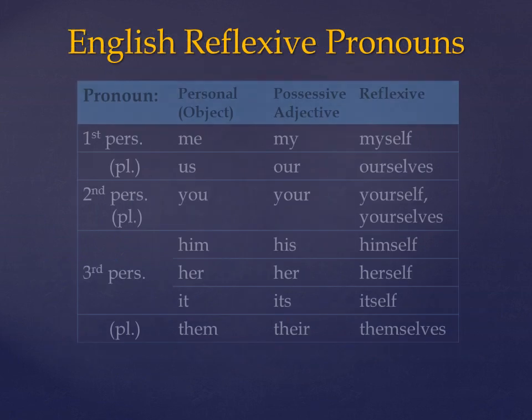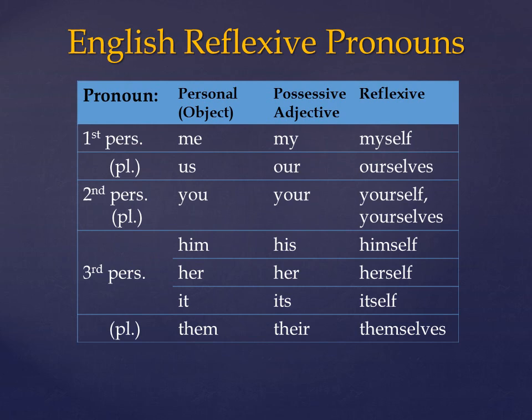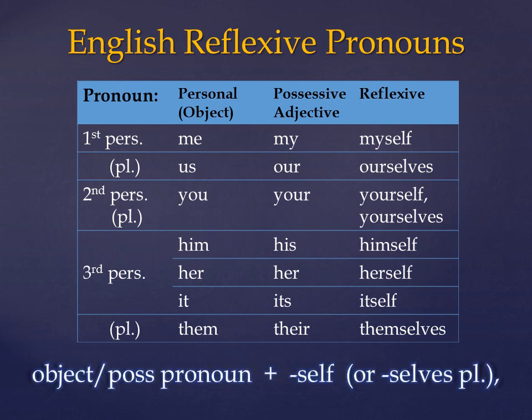In English, they are formed from either the personal object pronouns or the possessive adjectives with the addition of self, or selves in the plural. They are words like myself, yourself, and in the third person, himself, herself, or itself.